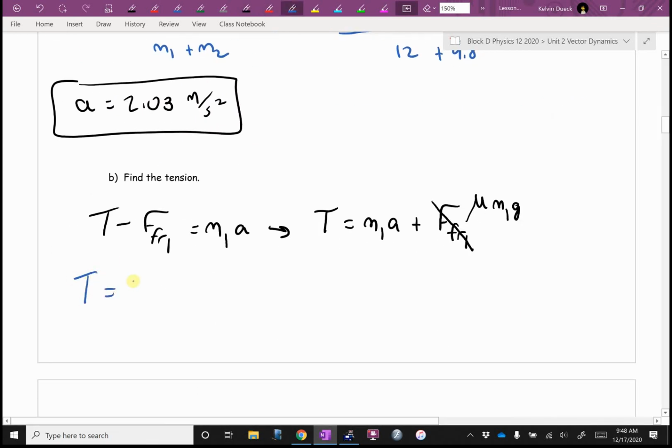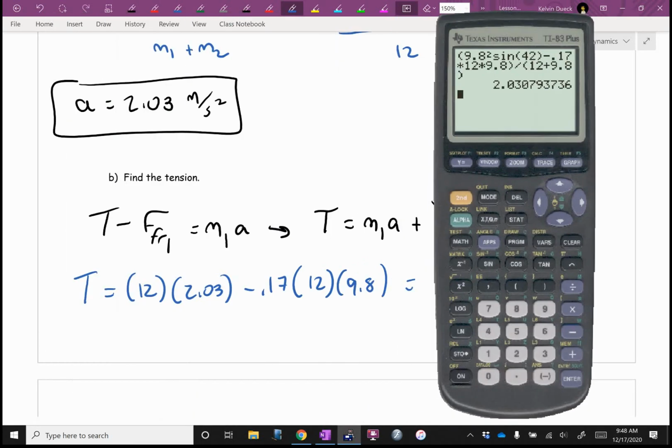I've scrolled down. What was M1? 12. I'm going to write 2.03, but by now I hope you all know I'm going to use my answer button. Minus, what was mu? 0.17 times 12 times 9.8. 12 times answer button minus 0.12 times 12. If you get a syntax error, usually if you go left arrow or right arrow, it'll put the cursor right where the error was, and you can figure out. So in other words, when you get a syntax error, don't hit clear. Try going left arrow or right arrow. It'll often put your cursor where your typo was. You get 4.4?